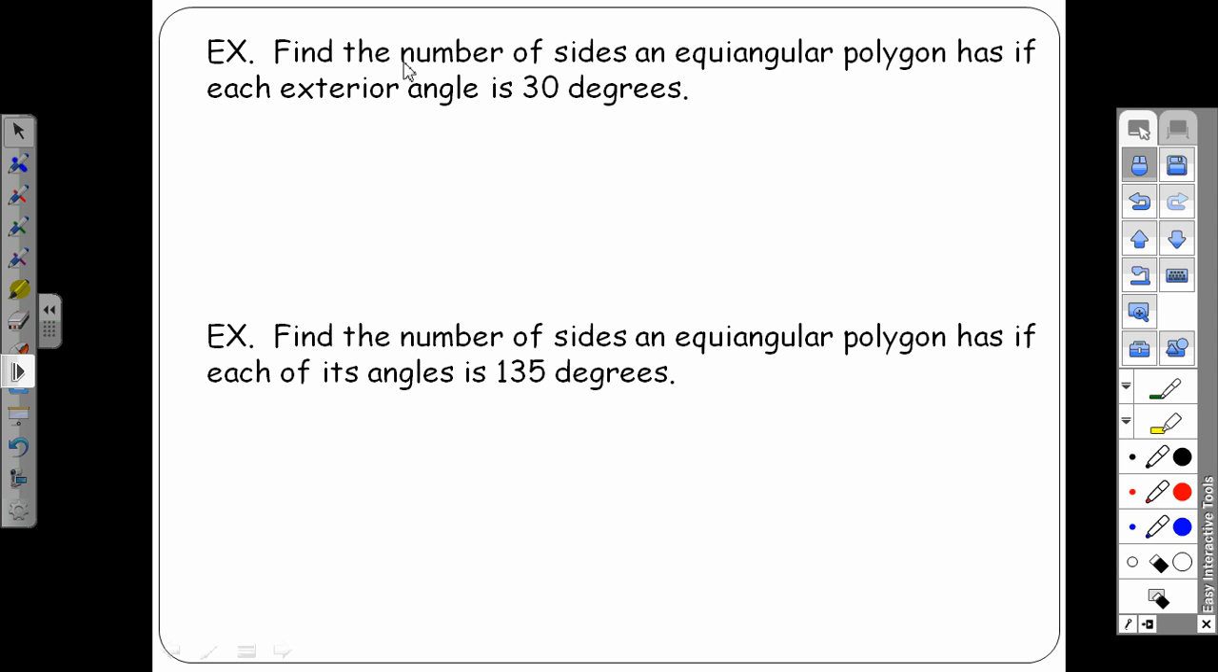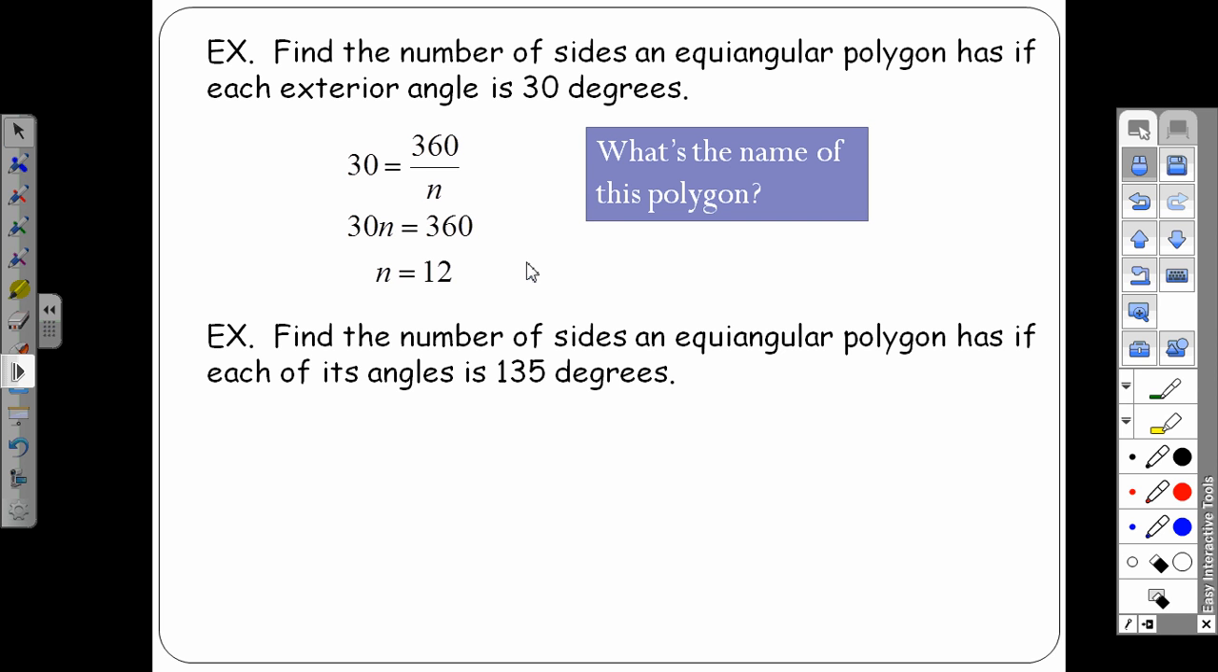It says, find the number of sides an equiangular, and they have to give us that at the very least, maybe it's regular, but equiangular polygon has if each exterior angle is 30 degrees. So we're going to use that formula for the exterior angle, but instead of plugging in n, we're going to plug in e. We plug 30 in for e, and we're solving for n. So we can do a little cross multiplication here and get 30n equals 360, so n equals 12.